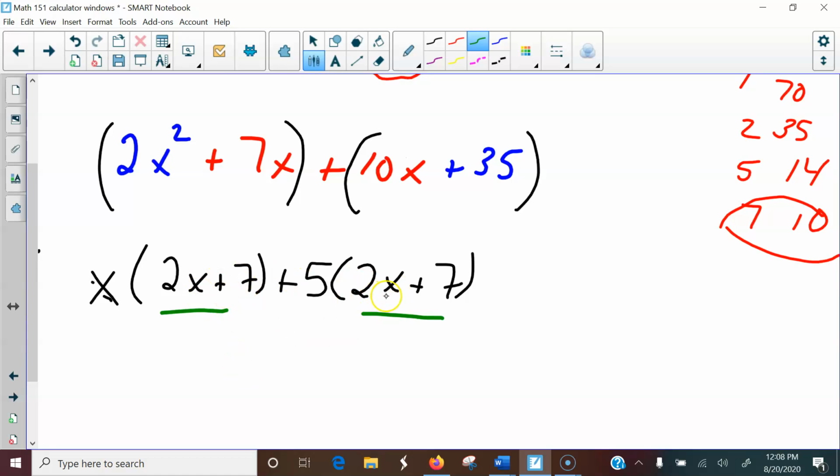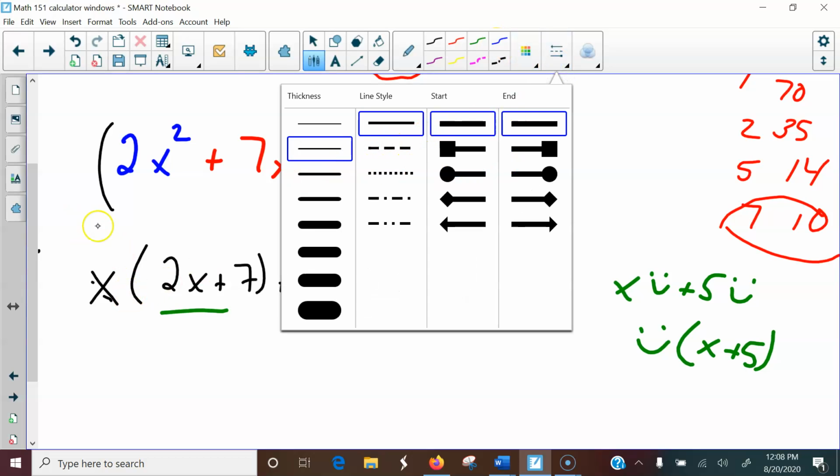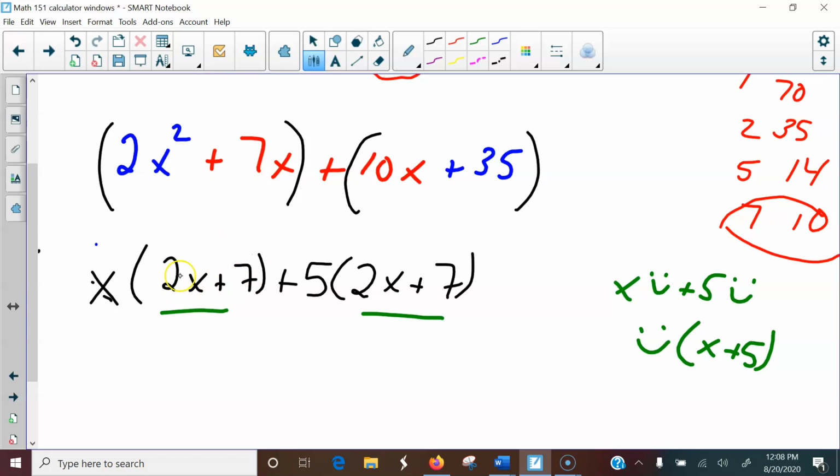We need these to be the same, right? Think of this as if I had x times a smiley face plus 5 times a smiley face. At this point, they each have a smiley face that I could pull out front, and all I have left is x plus 5. Okay? We're going to do something similar with this binomial. I have x times a binomial plus 5 times the same binomial. So I can factor out that binomial that they have in common. And then what's left is x plus 5.